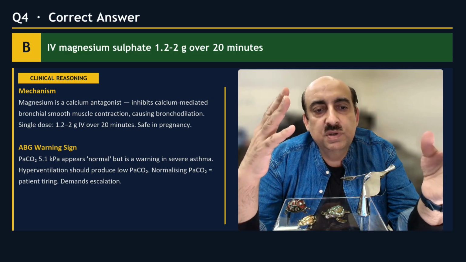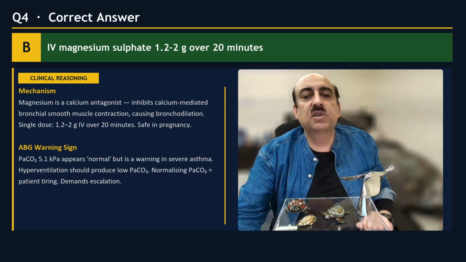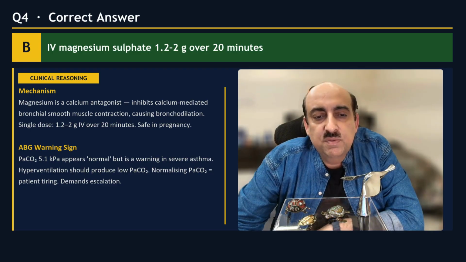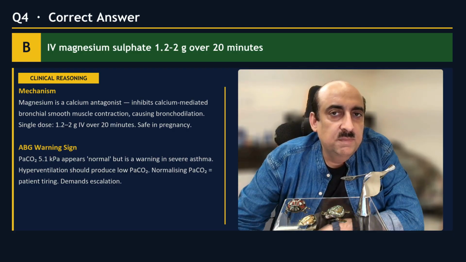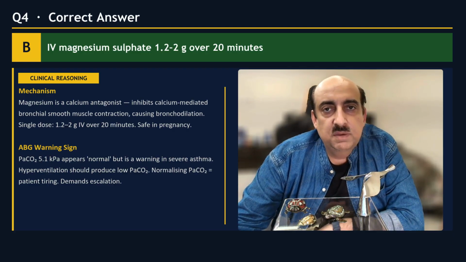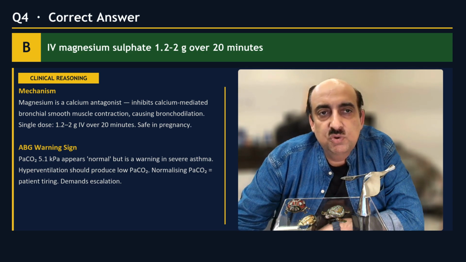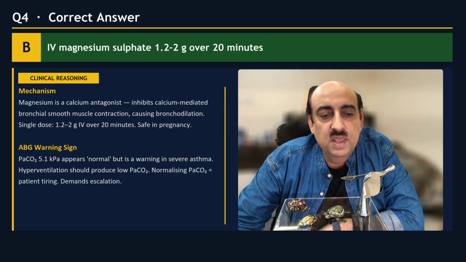The British Thoracic Society and the Scottish Intercollegiate Guidelines Network, or SIGN, recommend 1.2 to 2 grams IV, given rapidly over about 20 minutes. Remember, it's not the magnesium replacement dose, which can be given over a longer period of time, over an hour or two. This is a rapid infusion over 20 minutes to reverse the bronchospasm, and it's quite safe in pregnancy.